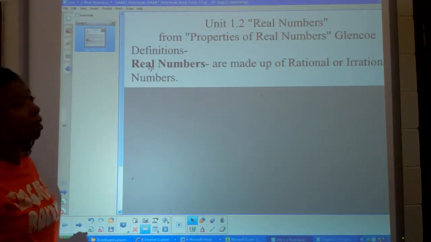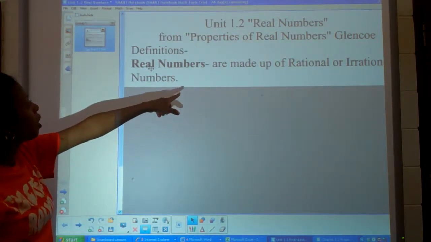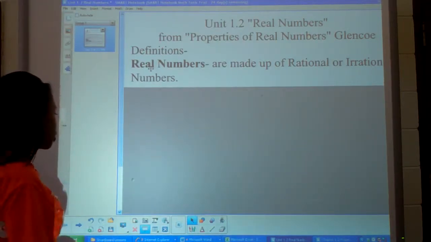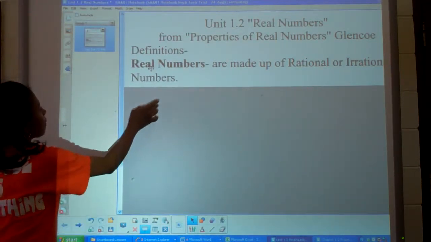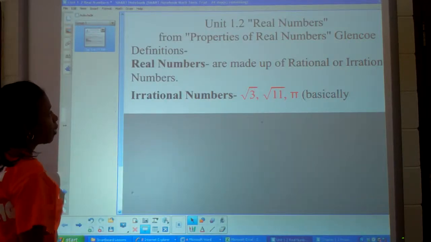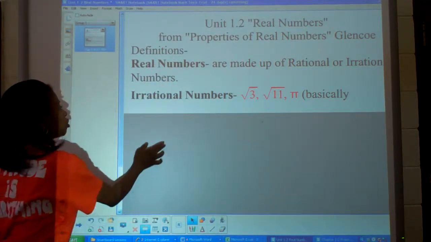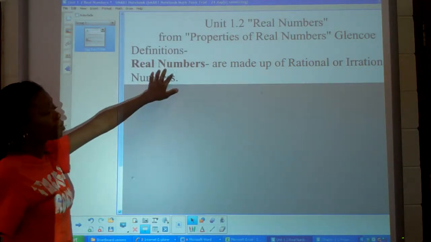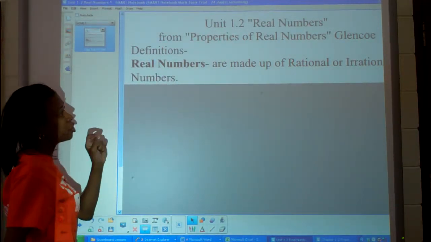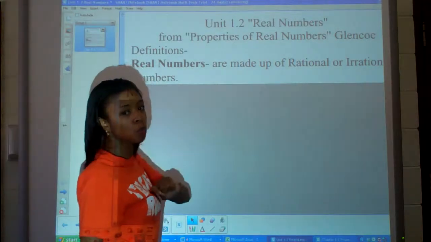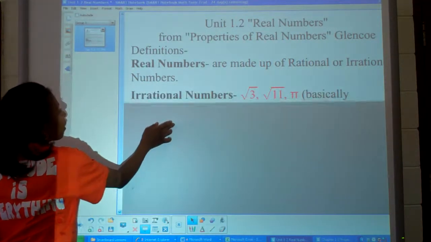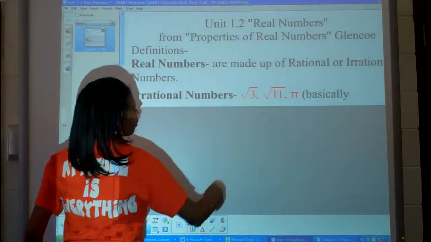Real numbers are made up of one of two things: rational or irrational numbers. Let me back that up just a bit. Numbers are either real, but the question is, are they real rational numbers or real irrational numbers? And irrational looks like it got cut off at the end there.